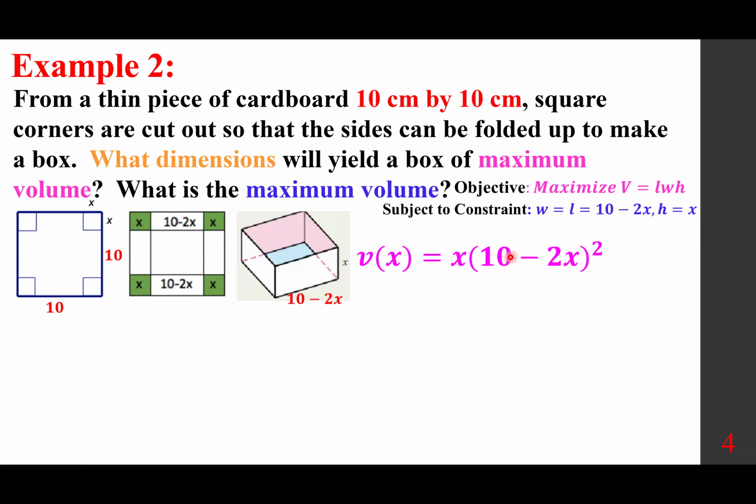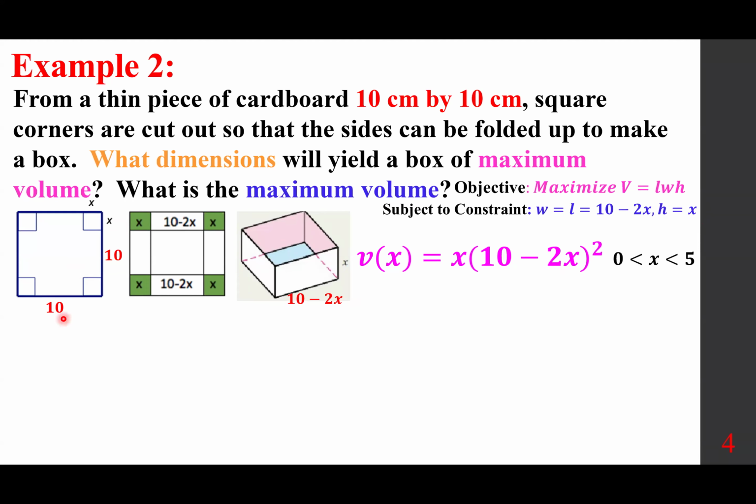To continue, we square this and we get 100, the product of these two times 2 is minus 40x, and this one squared is 4x squared. And x must be between 0 and 5. Why is that? First of all, x must be positive, otherwise you're not cutting any corners. You're not creating any box.